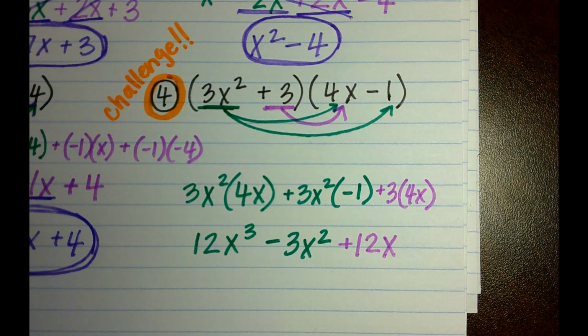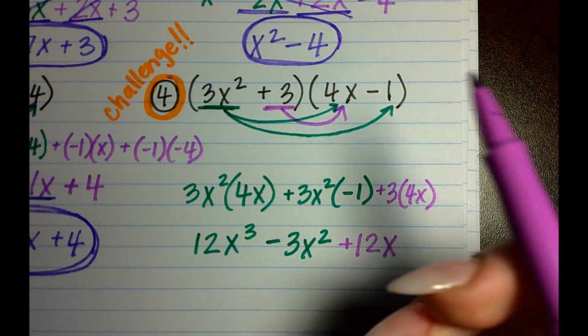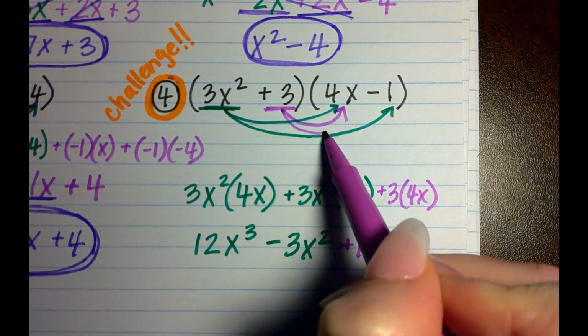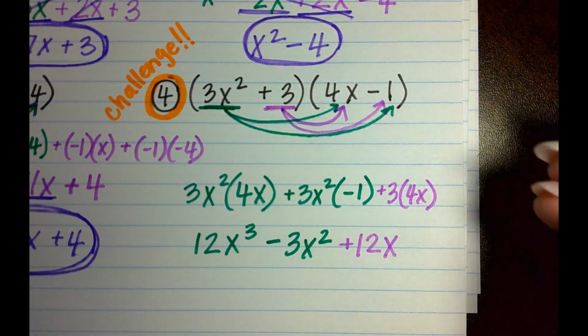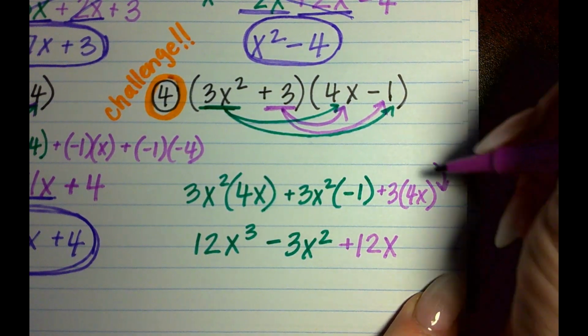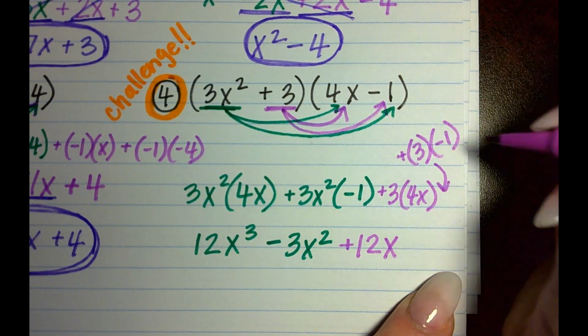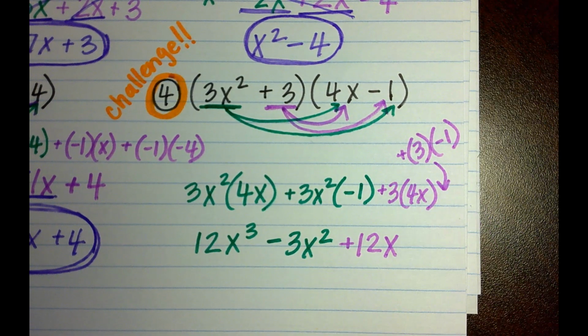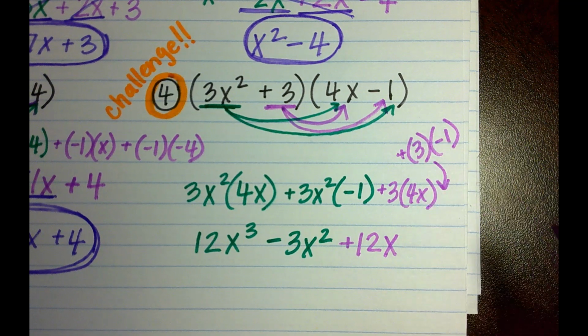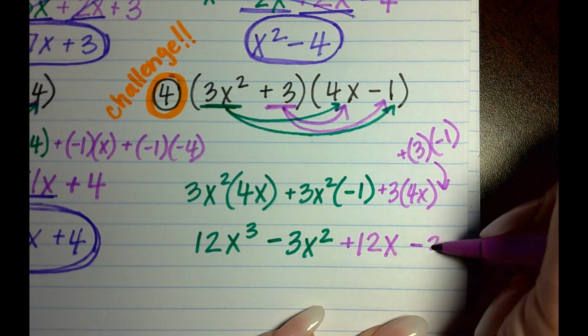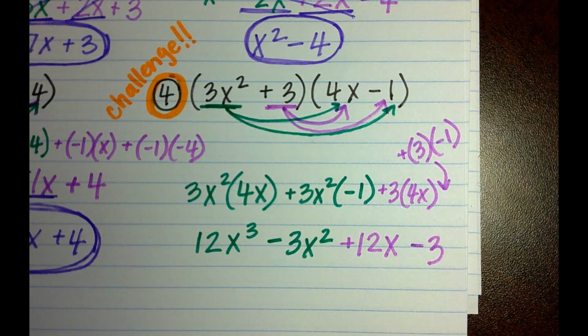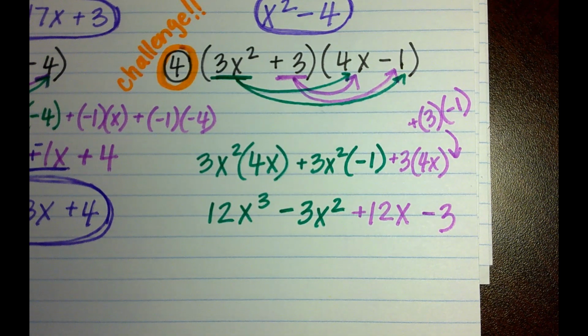And last one, what is it? 3 times -1. Good. My last terms are 3 times -1, which gives us what? -3. -3. Okay. Do we have like terms to combine? 3x squared and 4.